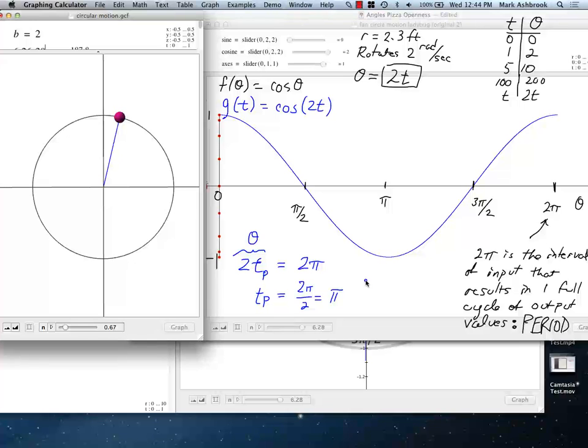Okay, so now if we were rewriting our scale in terms of time, what time gives us one full cycle? So what time should I put right here?